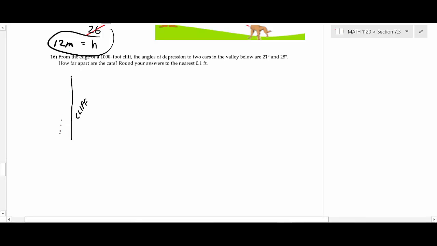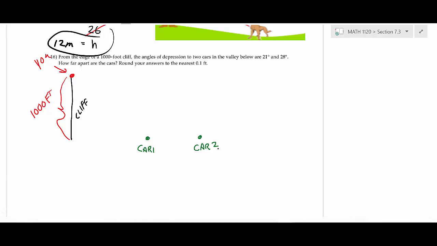And I'm going to label that cliff as 1,000 feet high. Okay, now what you're doing is you're on top of the cliff. You're on the edge, so you are there. Okay, that's you. And down below somewhere, you've got two cars. I'm going to call this car 1, and I'm going to call that car 2. We're going to have enough information to figure out how far apart those cars are based on the angles that I've measured.